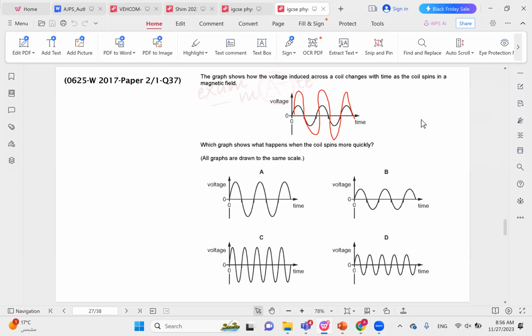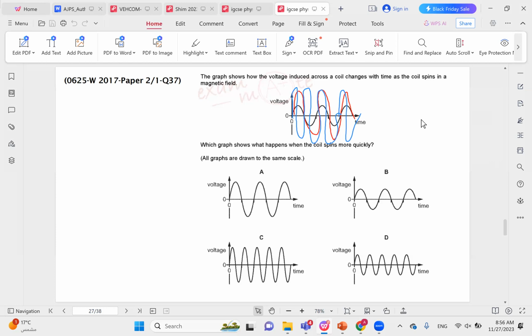Because furthermore, as the coil spins more quickly, you expect the graph to have more cycles per second. So aside from being larger, aside from having greater peaks, greater amplitudes in a sense, you also expect greater frequency. It's going to look something like this.